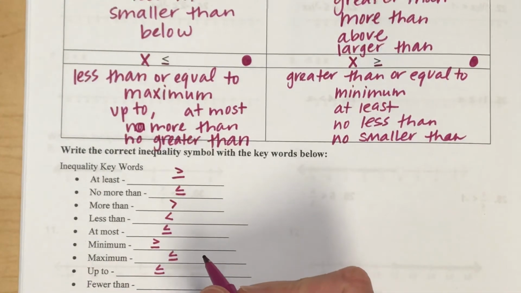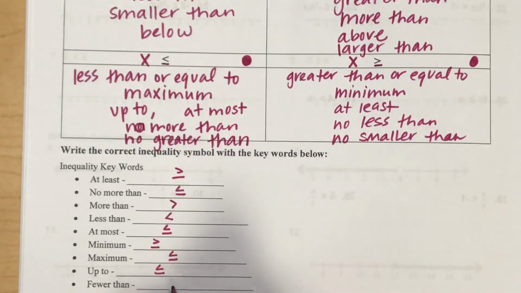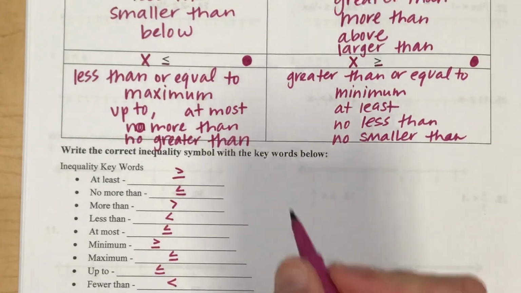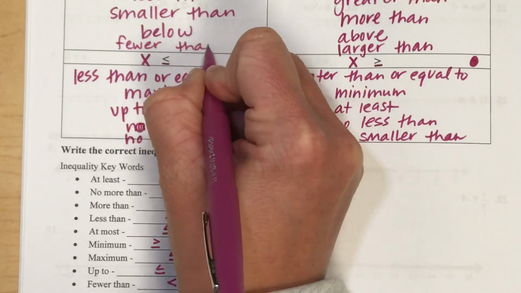And then fewer than, I don't think I have on my list. Fewer than would mean less than. We want fewer than, so let's actually add fewer than to our list.